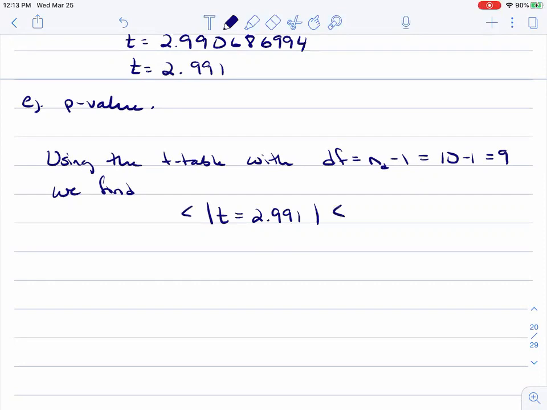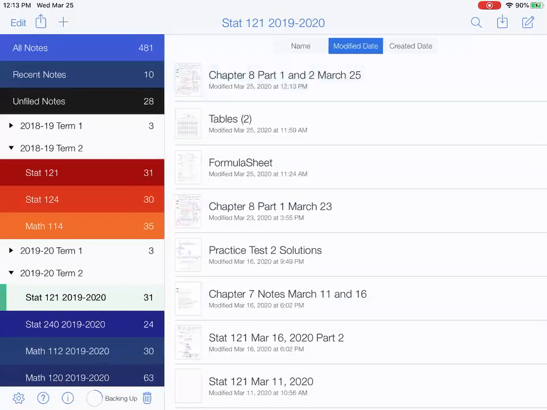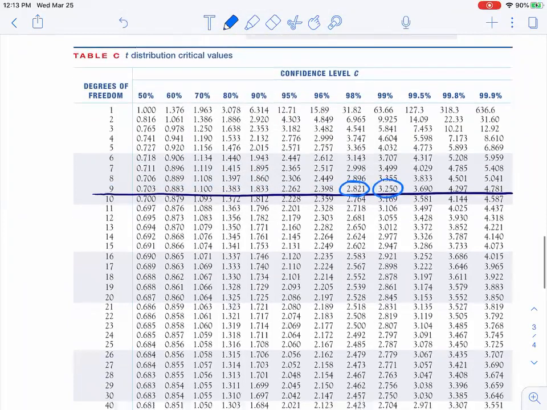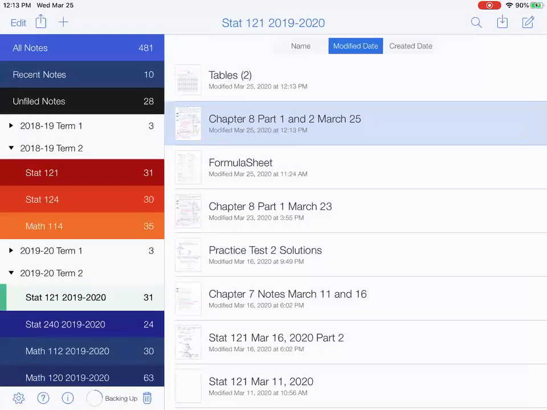With 9 degrees of freedom, we want to figure out what values wrap around 2.991. So we go to our table. We already found 9 degrees of freedom here. 2.991 is somewhere between 2.821 and 3.250. So I'm going to write those down.